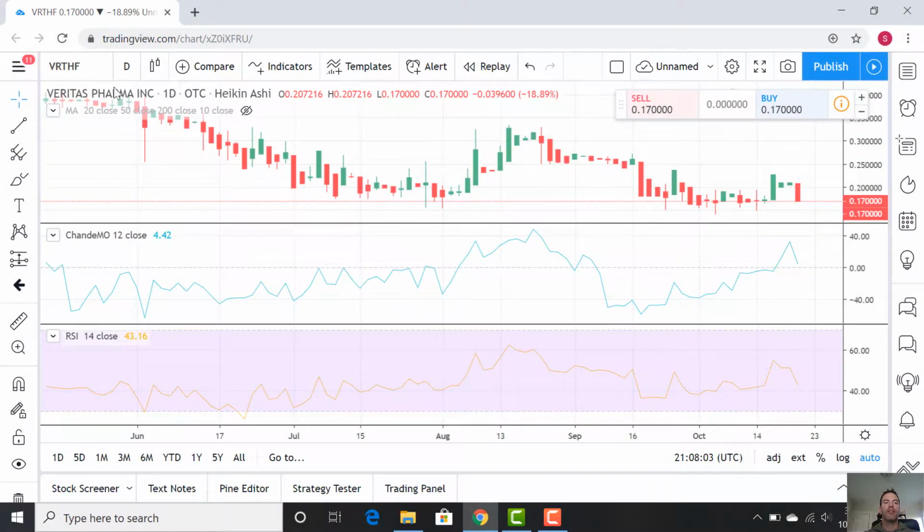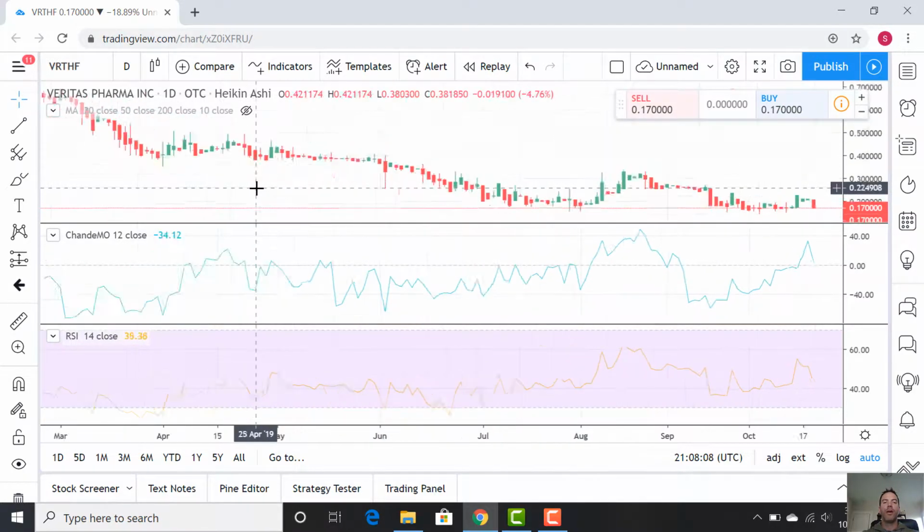But this week we continue with the biotechnology focus, and we're looking again at Veritas Pharma, VRTHF. Let's see what kind of momentum we can see here on this stock. So let's jump over to the pricing chart now. You'll see we're looking at Veritas on the OTC here in the States, VRTHF.